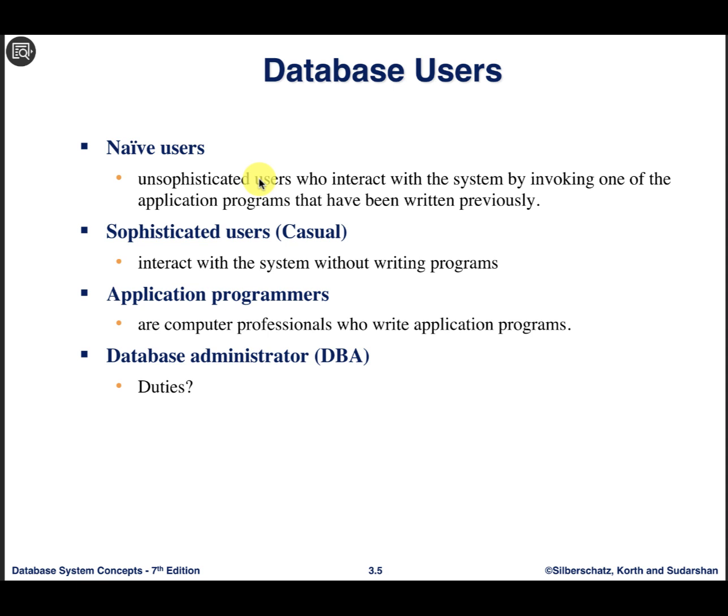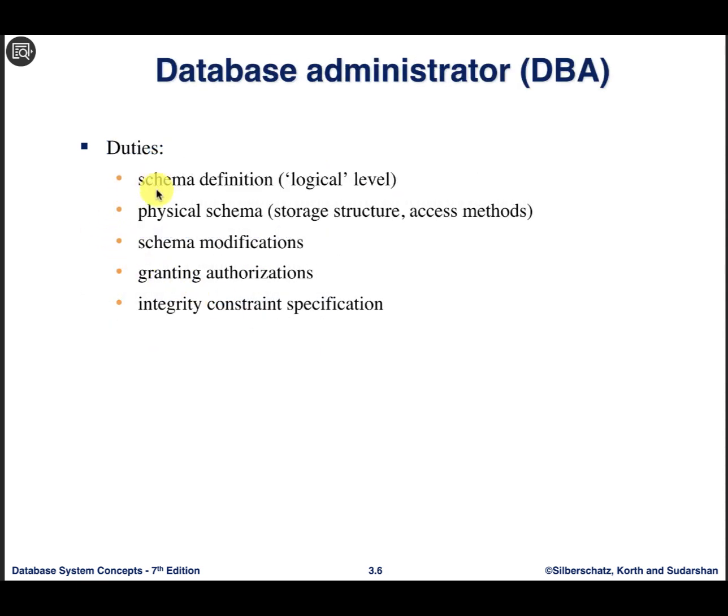Application programmers are the role we're gonna play in this class, because someone is gonna hire you in order to build an application which can be used by the naive user to access the database. And we have a database administrator, which has more duties. Mainly the database administrator can do the following: create a schema, decide the physical schema, how the data is going to be laid out on the disk, specify the schema, modify the schema, grant authorization, and also enforce integrity or specify the integrity constraints.